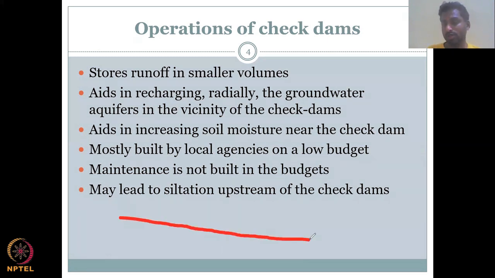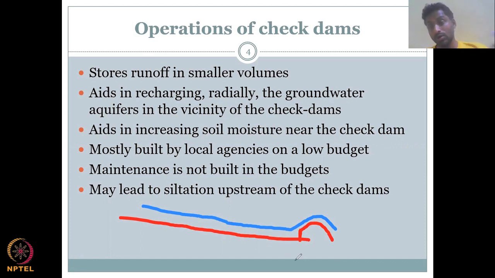So you have water flowing and then a dam which is actually stopping your water. Your water is flowing in this way, for example, and then it goes like this. When it comes to this part, the water slows down. So all the sediments, rocks and pebbles that it carries are deposited before the check dam. This is a common thing, because the velocity was enough to carry it. Now the velocity is slow, so the materials drop down here, and that leads to sedimentation.